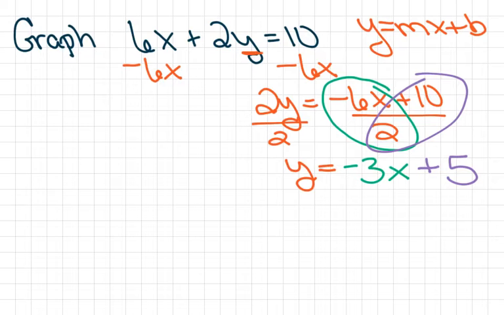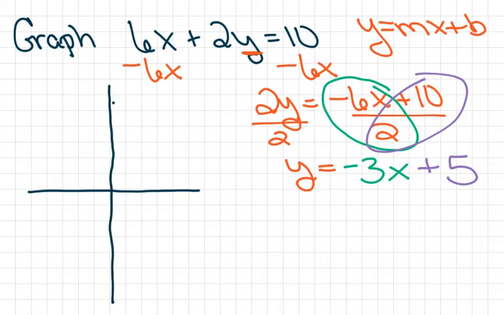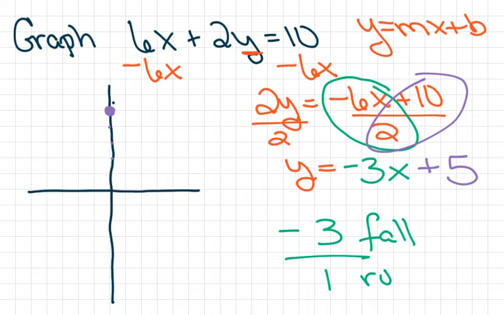All right, so when I go to graph this guy, I have a y-intercept at 5, 1, 2, 3, 4, 5, I put my dot, and I have a slope of negative 3. So remember that's negative 3 over top of 1. So I'm falling 3 and running 1. So I'm going to fall 1, 2, 3, run 1. And I can keep doing that pattern. And then I just play connect the dots. And I have it graphed.